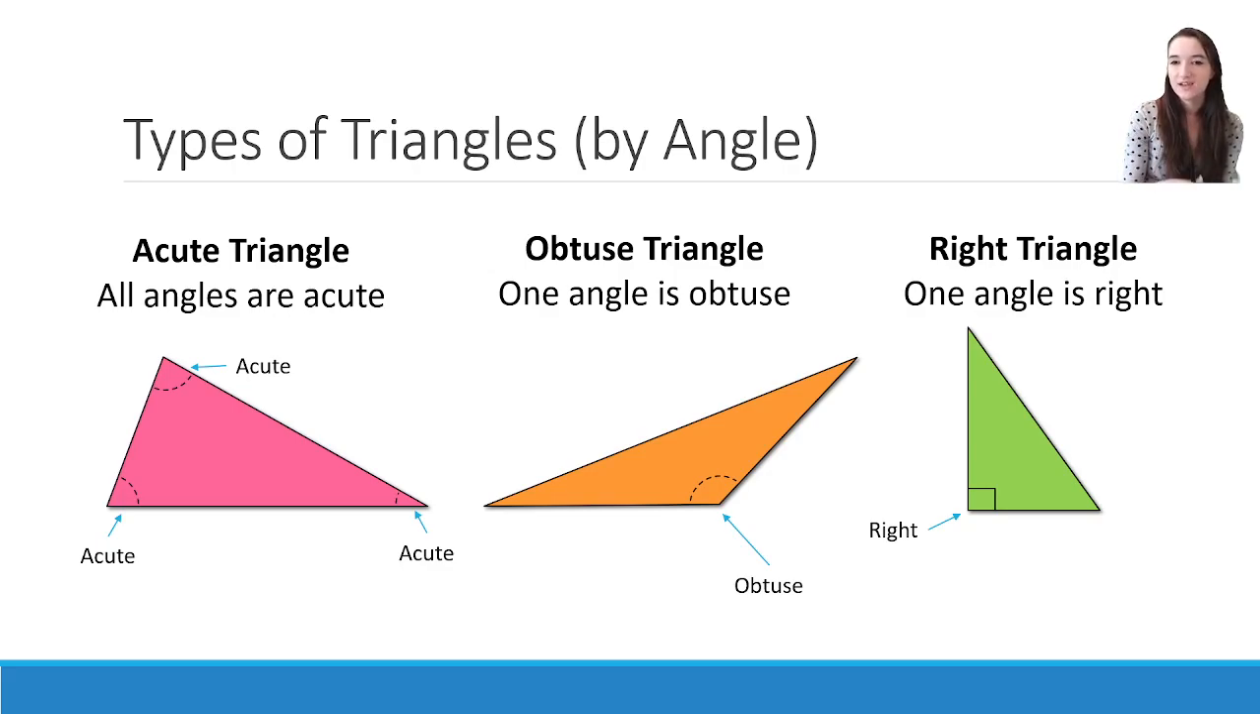An obtuse triangle then has one obtuse angle. You may be wondering, well, what if it has 2 obtuse angles? But remember that an obtuse angle means over 90 degrees. In order for us to add up to 180, we can't have 2 things that are over half of that. It would add up to more than 180. So we can only have at most 1 obtuse angle to make up an obtuse triangle. Then a right triangle has exactly 1 right angle, while the other 2 are acute as well.